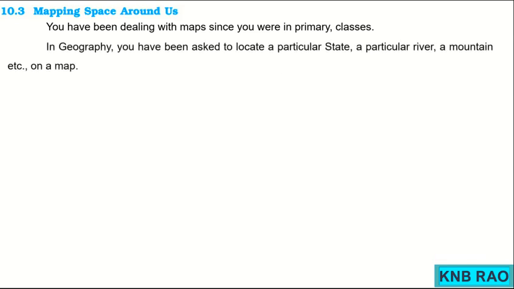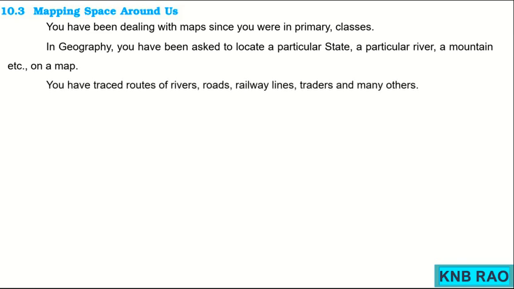For example, in geography, you have been asked to locate a particular state or a particular river or a mountain, etc. on a map. You have traced routes of rivers, roads, railway lines, and trade routes and many others. Look at the map of the house as well as the picture given alongside.